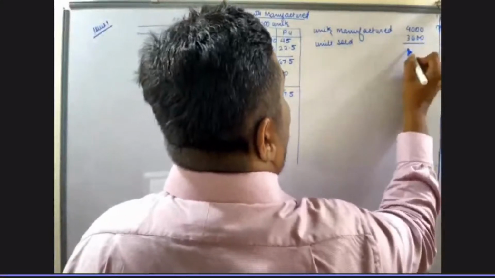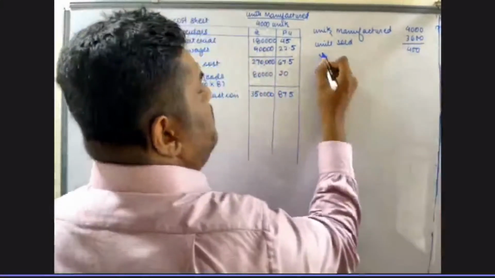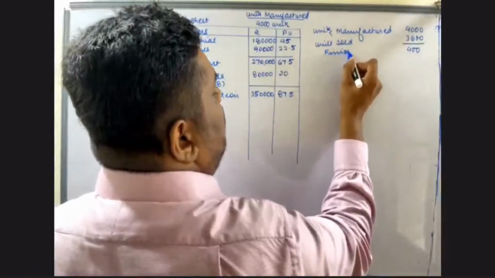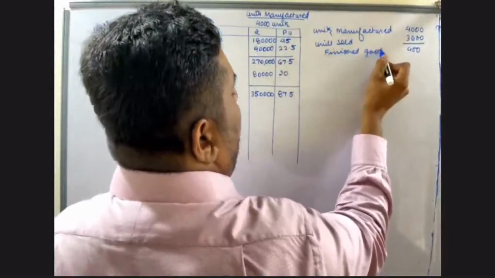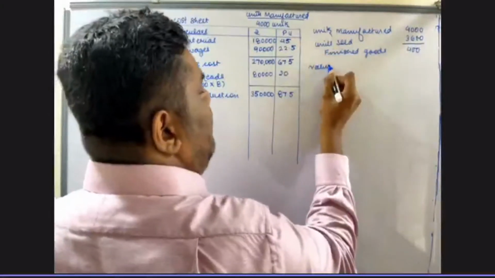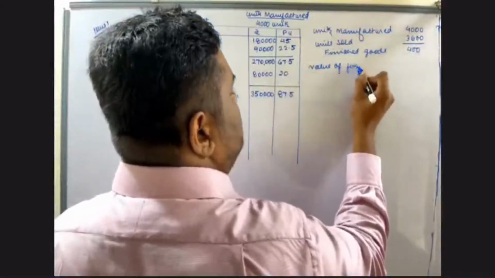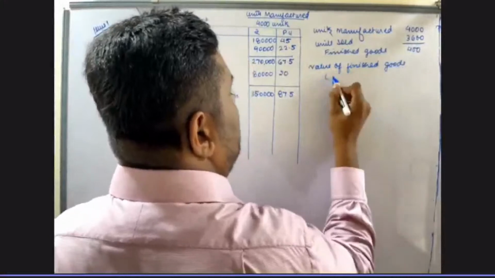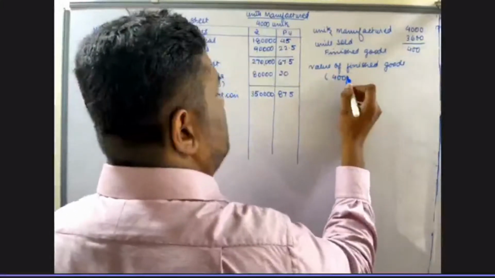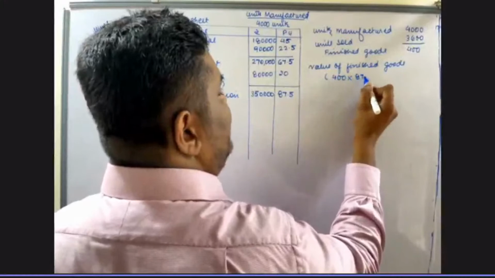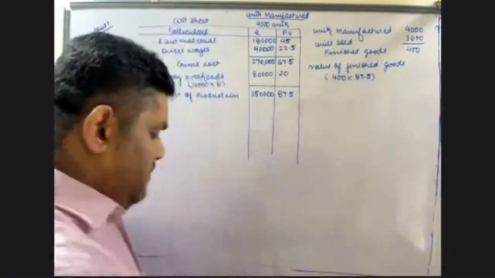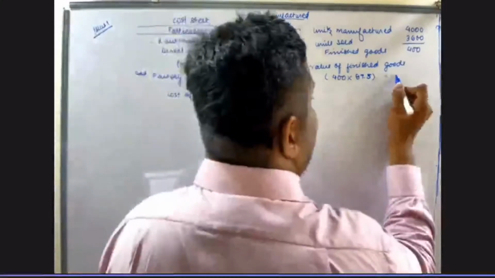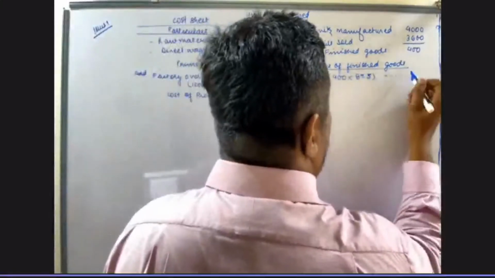So 400 is the units of finished goods. And when talking about the value of finished goods, it is valued at cost of production. So my cost of production is 87.5. So the value of finished goods will be 35,000.